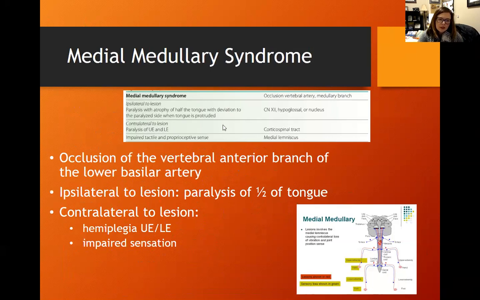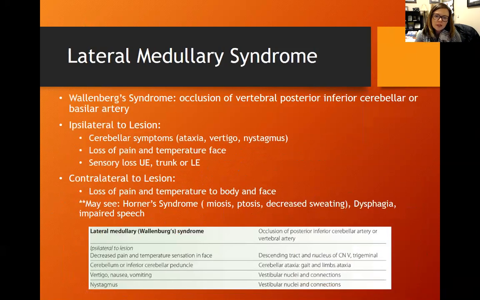So if we look up here, we've got cranial nerve 12 involvement, hypoglossal, and then contralateral because of the corticospinal, and then we've got the medial lemniscus, dorsal column medial lemniscus. So you have to know your anatomy to understand the presentation. Lateral medullary syndrome. So this is also called Wallenberg syndrome, occlusion of the vertebral artery, posterior inferior cerebellar or basilar artery.